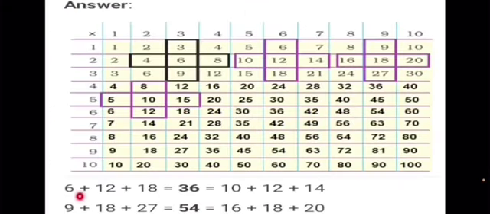So let's do some simple exercises. Now for example over here, 6 plus 12 plus 18 is 36, and even 10 plus 12 plus 14 is also 36. Similarly, 9 plus 18 plus 27 is 54, and 16 plus 18 plus 20 is also 54.